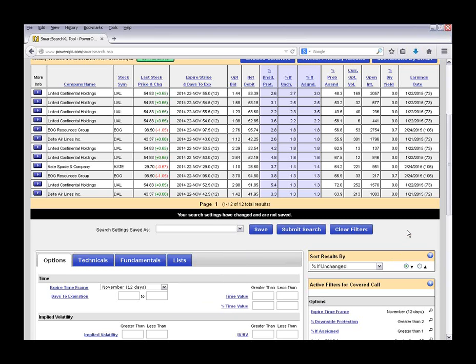But let's talk about starting a search from scratch. What would I look for to create my own search? Let's say that you're not really familiar with some of these filters that are being used in our default searches, and you're not sure if you'd want to use them for your covered call opportunities.